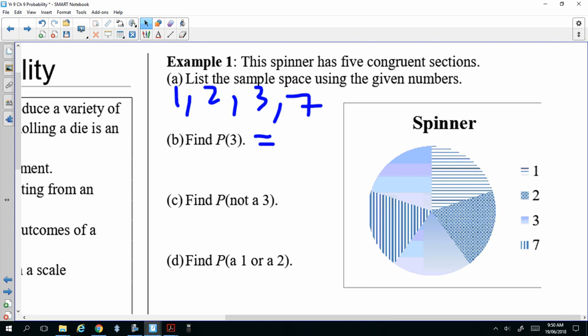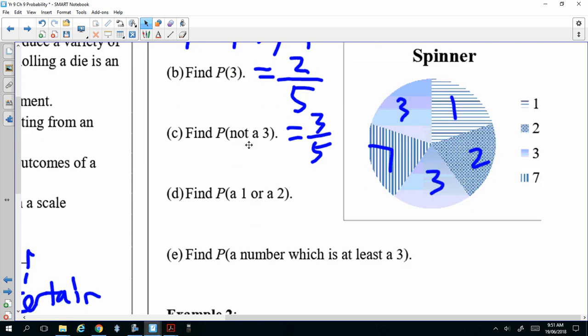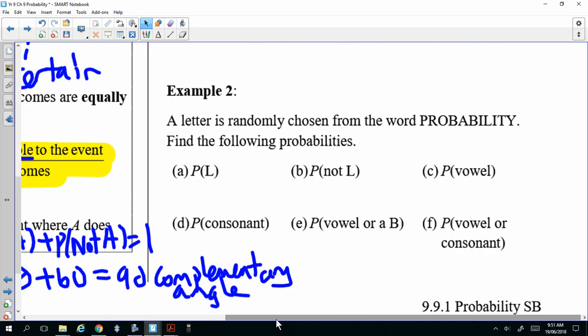2 out of 5, because there's 2 3s. Can you see there's 2? Both of these are 3s. This is 1. This is 7. This is 2. Find the probability of not a 3. 3 out of 5. Now watch this. What's another way to do not a 3? You do 1 minus the probability of 3. What's the probability of 3? So you do 1 minus 2/5. What's 1 minus 2/5? 3/5. That's what this means.